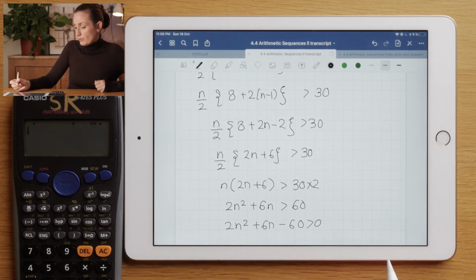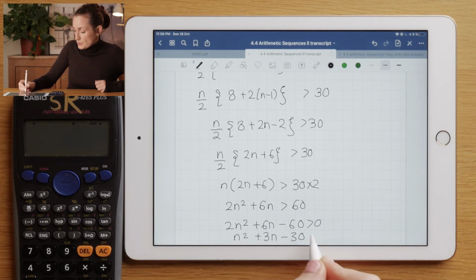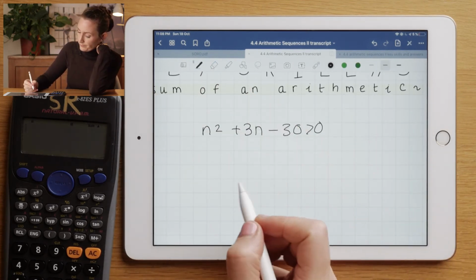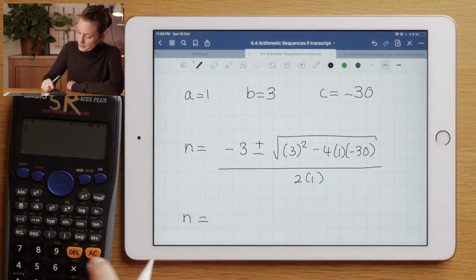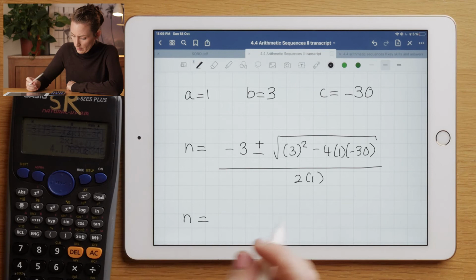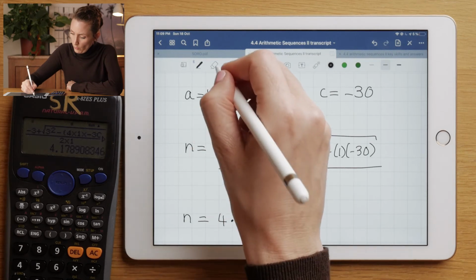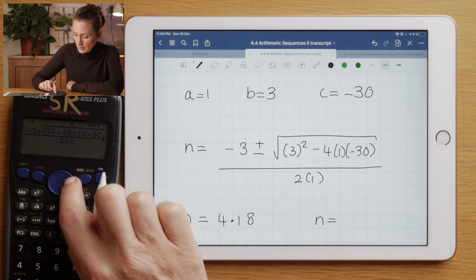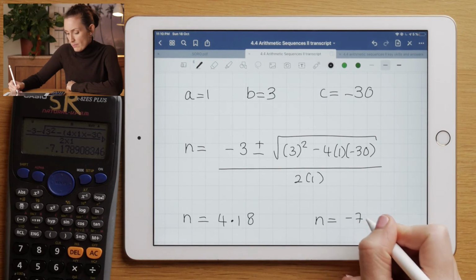Now, because these are all multiples of 2, I'm going to divide everything by 2. So this won't factorize normally, so what we're going to do is again use the quadratic equation. Okay, so my first solution would be 4.17 approximately, or 4.18, 2 decimal places. And the second solution would be minus 7.18.